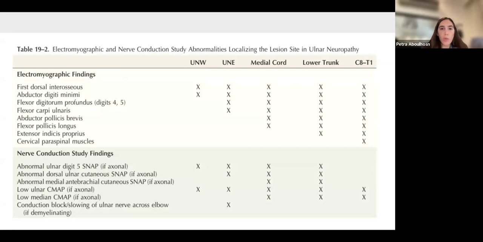Again, here's another cheat sheet to always keep in mind other differentials when you're looking at ulnar neuropathy. You need to think about medial cord plexopathy. In this case, the median nerve would also be involved, so you would see changes in the APB or the FPL. Also keep in mind radiculopathy as well.